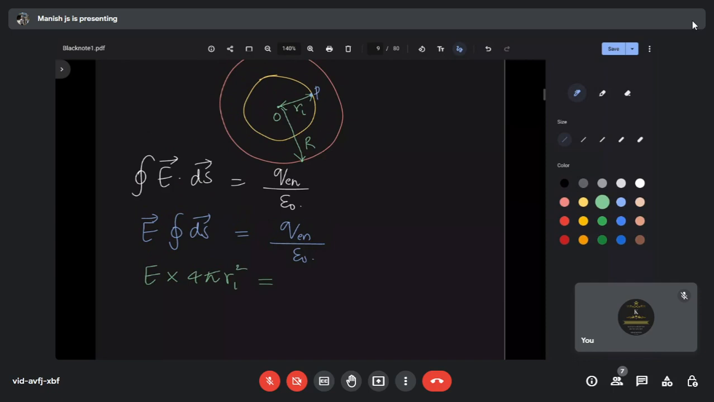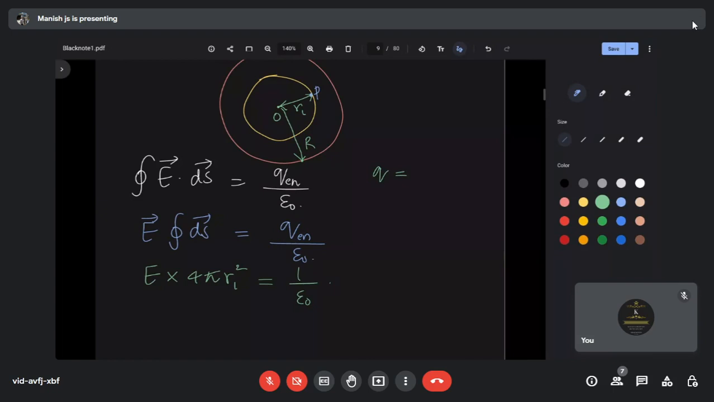now you go ahead and substitute. Take epsilon naught outside: 1 by epsilon naught times, for the entire sphere you wish to find out. It is not just P, it is the entire region, so you have to apply the integral. So first, how can we write Q?